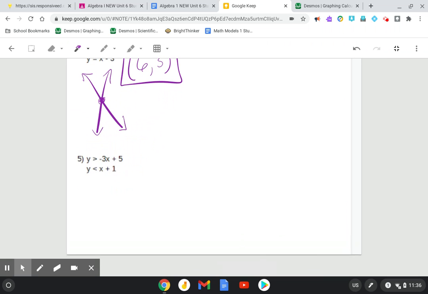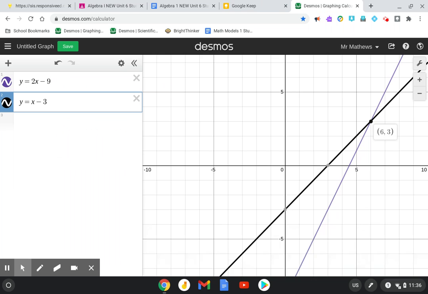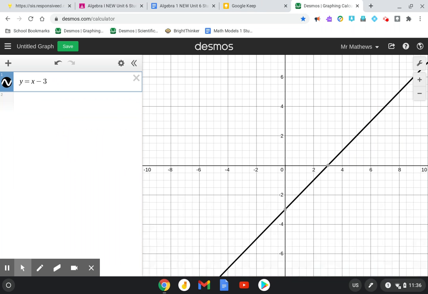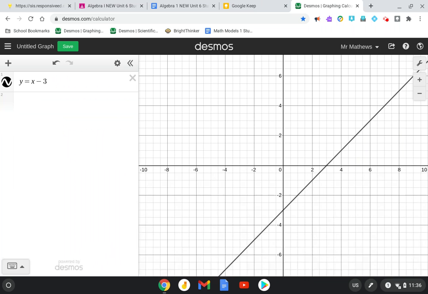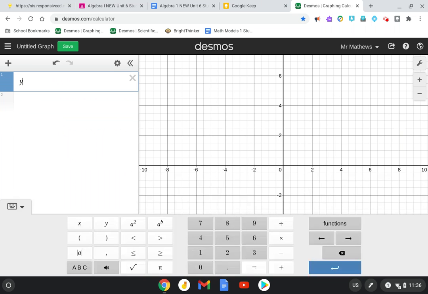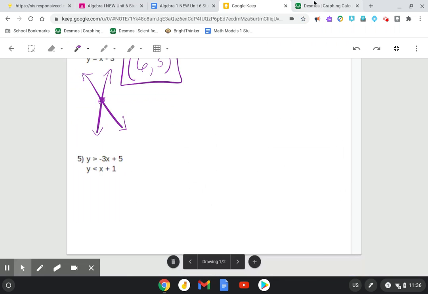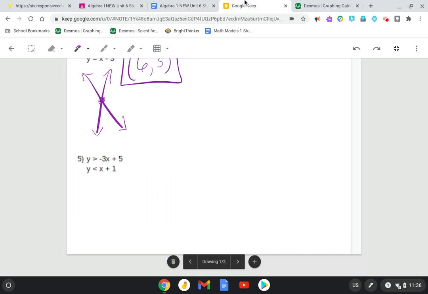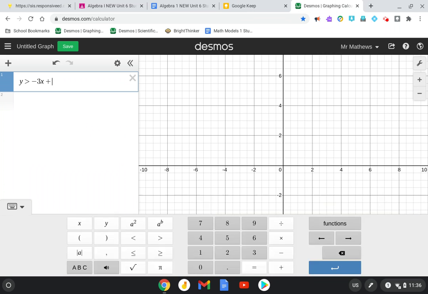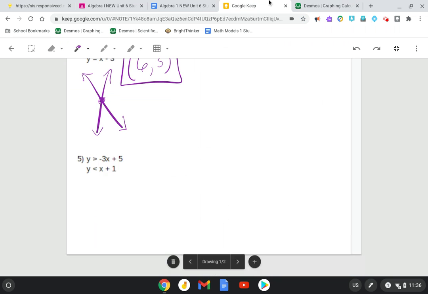Now, number 5 begins inequalities. You see there's not equal signs here. There's inequality symbols, but you can still type those on the calculator. So we're going to do y is greater than negative 3x plus 5. So let's go ahead and get that set up here. Y is said greater than. So we'll use this symbol here, greater than negative 3x plus 5. Okay, and you see the shading there.